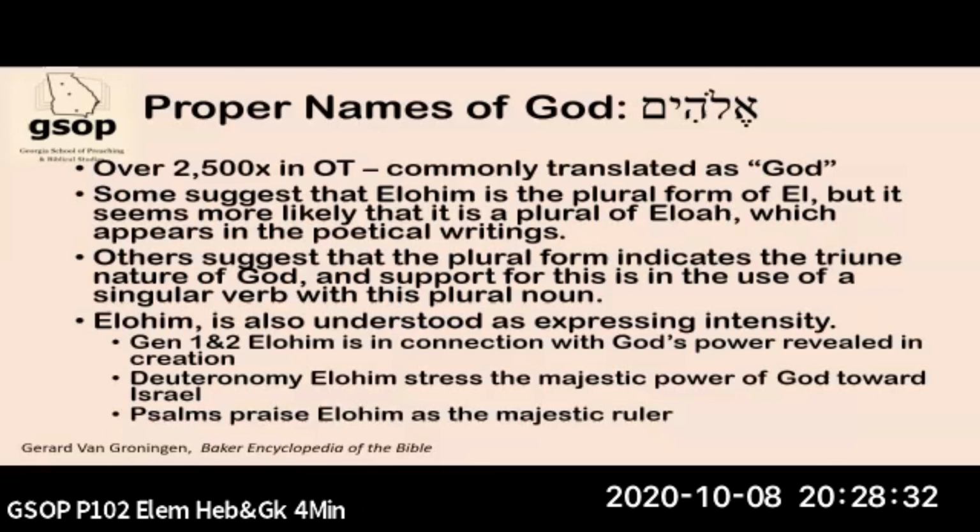Some suggest that Elohim is the plural form of El, but more than likely it's the plural form of Elah, which we haven't got to yet, which appears in the poetical writing, the Psalms. Others suggest that the plural form indicates the triune nature of God. Support for this is found in the singular verb used with the plural noun.